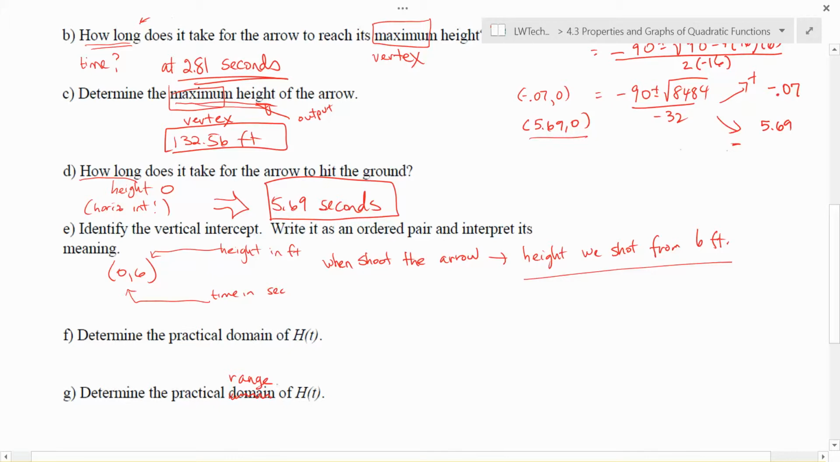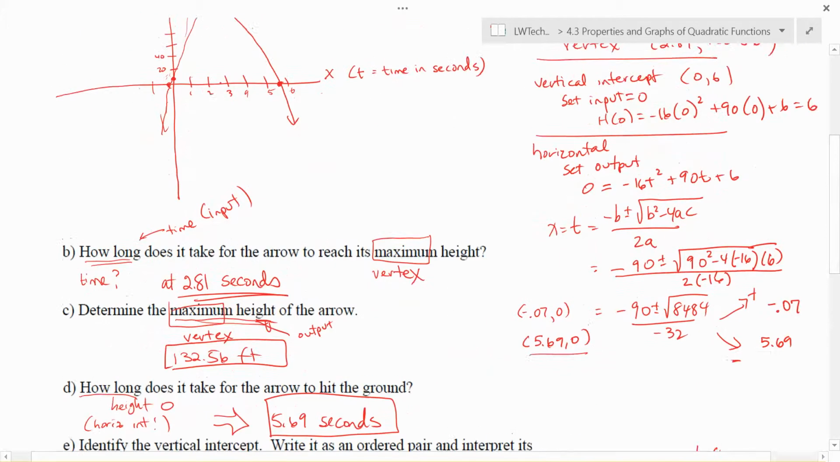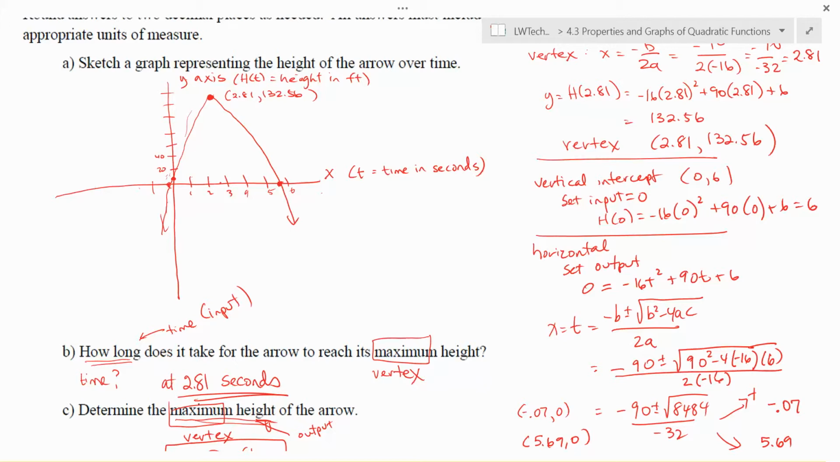So usually we talk about domains and ranges. Normally, for quadratic functions, the domain is all real numbers, and then the range, in this case, for example, would be all heights less than or equal to 132.56 feet because that was the maximum value. Well, if we're talking about practical things, once the arrow hits the ground, it's not going to keep traveling. So anything where we have a negative y value is not going to make any sense at all. Similarly, before we shoot the arrow, we don't have any measurements and nothing is happening. So even though our parabola does extend over here into the negative x-axis, it doesn't give us any useful information.